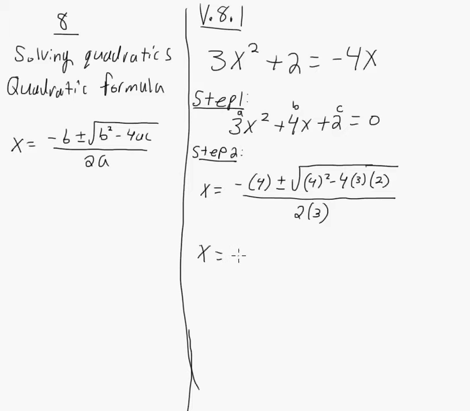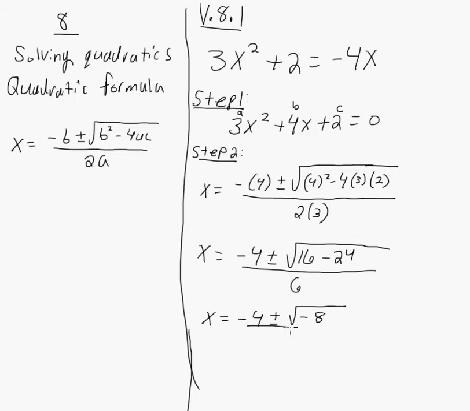Okay, let's simplify this a bit. x equals negative 4 plus or minus the square root. 4 squared is 16. We know that 4 times 3 times 2 is 24, so this is minus 24, all over 2 times 3, which is 6. Okay, underneath the radical, we're going to have a negative number. So negative 4 plus or minus the square root of negative 8 all over 6.